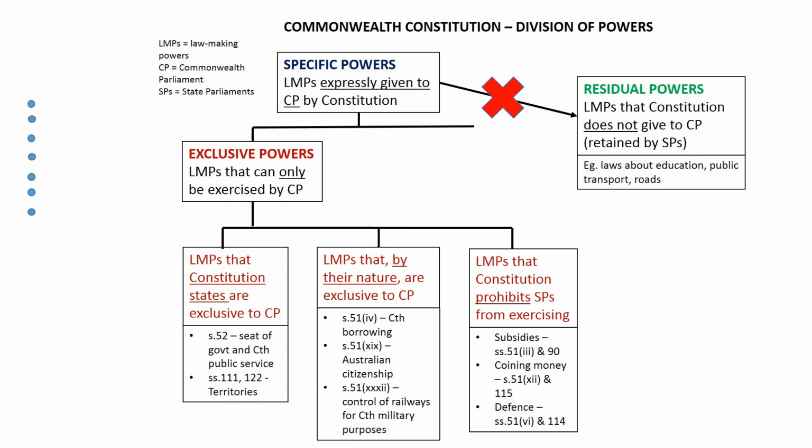laws about bounties. Now what we have to do to see if this is an exclusive power is find a section that says that the state parliaments cannot make laws about bounties or subsidies. And in fact, we'll find that prohibition is contained in section 90, which in the first paragraph says that the power to make laws about the granting of bounties on the production or export of goods, that is the power to make laws about subsidies, is exclusive to the Commonwealth Parliament, which means that the state parliaments are prohibited from exercising that lawmaking power. Let's turn to another example, which relates to the coining of money.